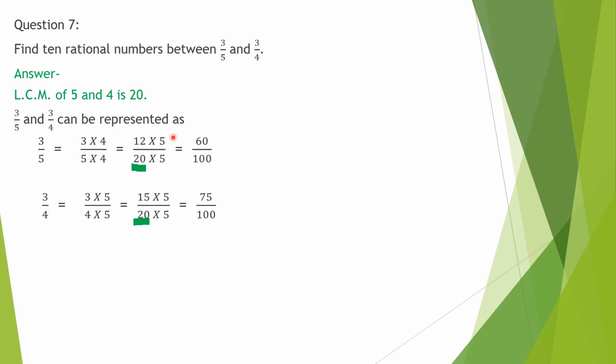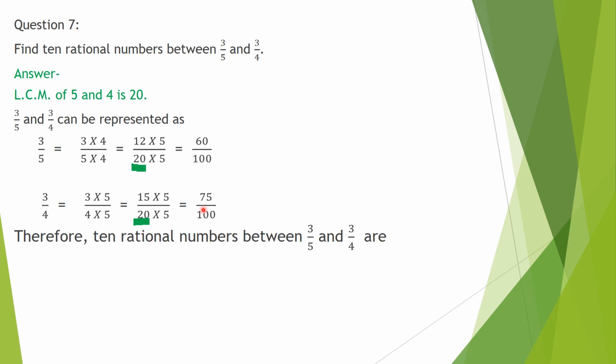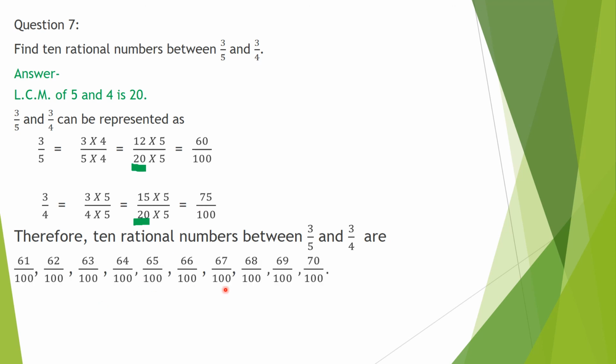So if we have multiplied with 5, we got 12 5s are 60, 20 into 5 is 100, and 15 5s are 75, 20 into 5 is 100. So it is 60 upon 100 and 75 upon 100. Now we have to find a few rational numbers in between 60 and 75. There are 15 approximately numbers, so we can write any 10. Therefore, 10 rational numbers between 3 by 5 and 3 by 4 are 61 upon 100, 62 upon 100, 63 upon 100, and it keeps on going till 70 upon 100. Because if we have taken 61 to 70, there are 10 rational numbers, right?